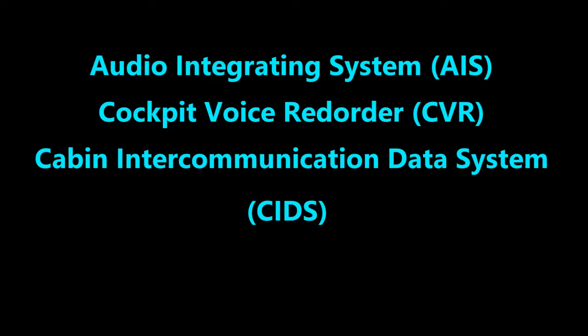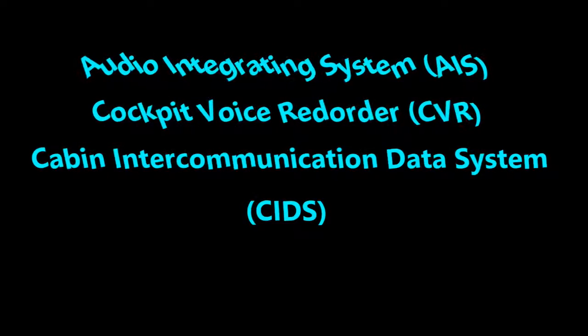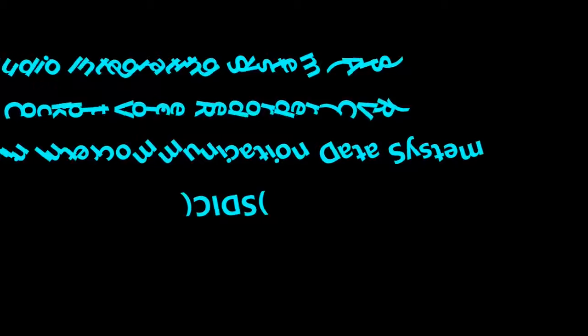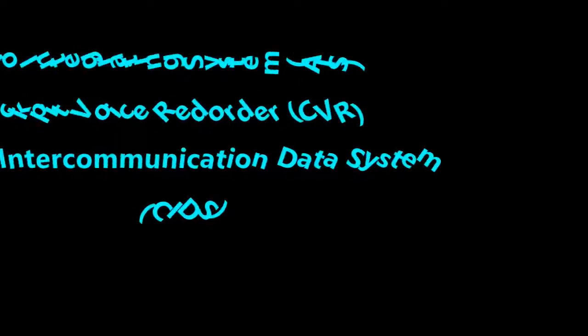And then you have your ACARS management unit, that's your aircraft communication addressing and reporting system. Again, that's just management of the data that comes in from the crew, and that's transmitted to the ground. So that's what that is there for.